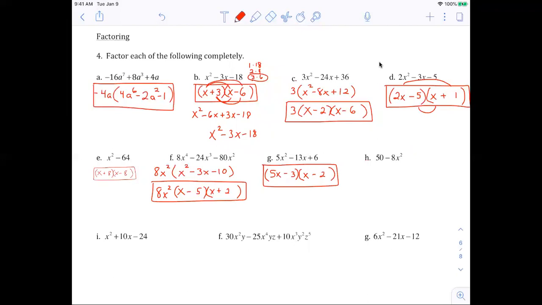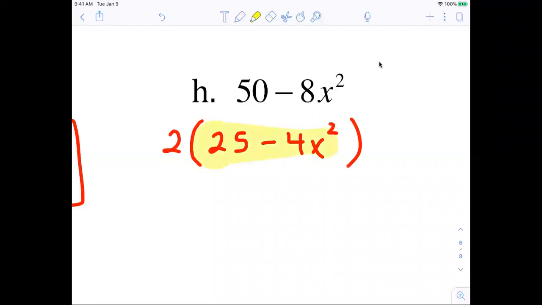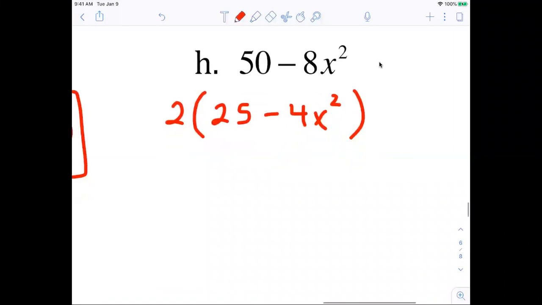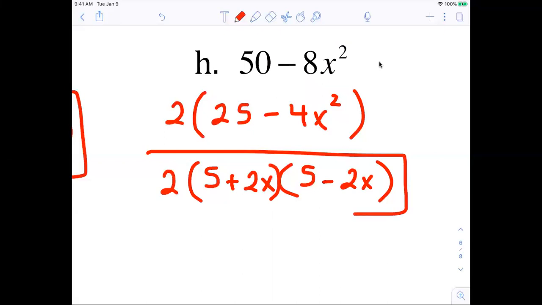All right, for H, I'll look for a greatest common factor. I know they're both even, so 2 goes into both of them. If I factor a 2 out, I'm left with 25 minus 4x squared. Now these are perfect squares because the square root of 25 is 5 and the square root of 4x squared is 2x. So that binomial factors into, remember, square root of the first one goes here, square root of the second one goes here, one's a plus, one's a minus, and that is our fully factored form.